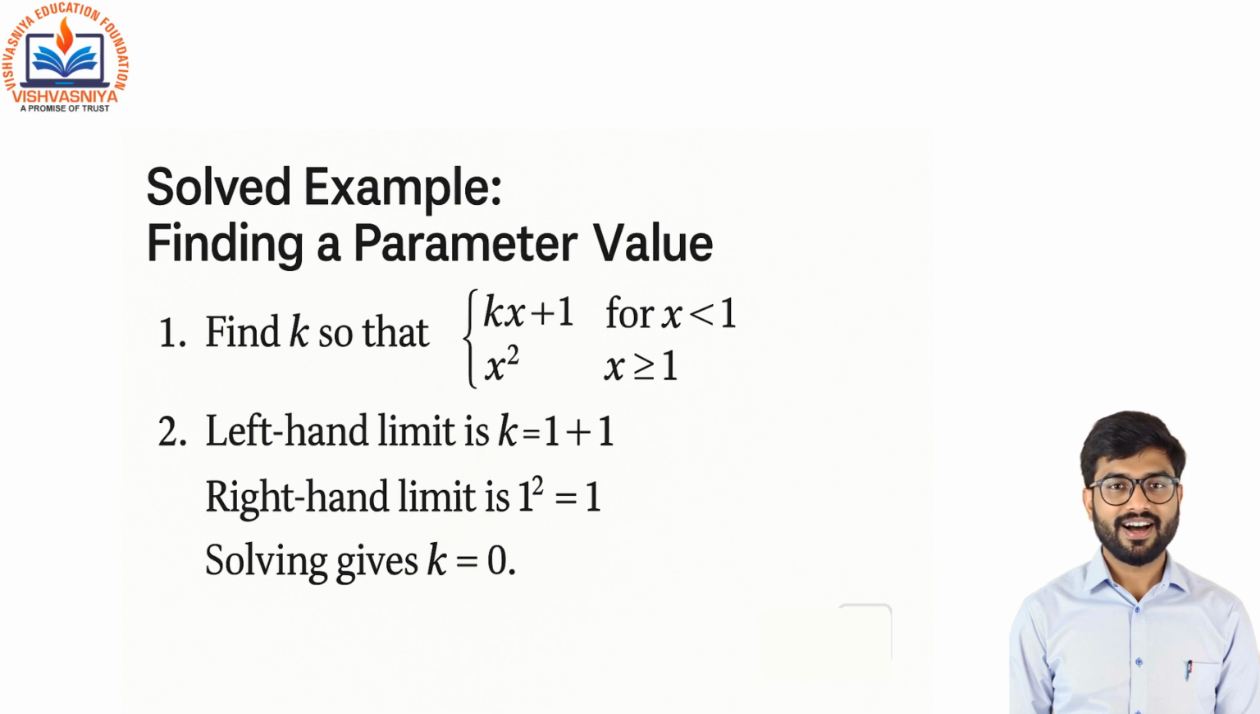Example 3. Find the value of k so that f of x equal to kx plus 1 for x less than 1 and x squared for x greater than or equal to 1 is continuous at x equal to 1. Left hand limit is k into 1 plus 1. Right hand limit is 1 squared, equal to 1. Solving gives k equal to 0.